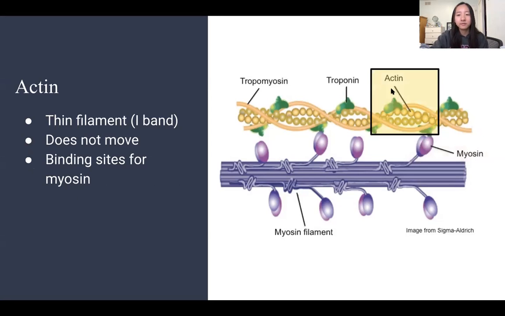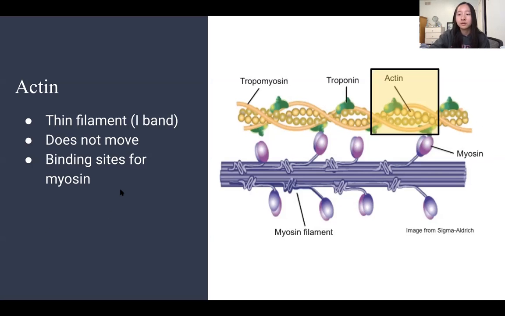All right, next we have actin. If you see this line of yellow spherical things, each one of those spherical things is an actin protein. We have tons and tons of those joined together, and we get this helix-looking thing. So ignore the orange things and the green things. We're just looking at the yellow chain of spherical proteins. This is what makes up a thin filament.